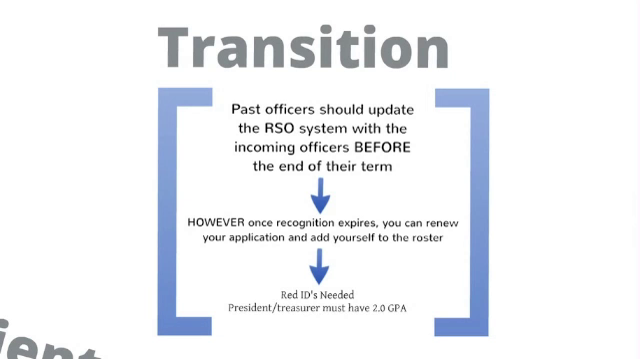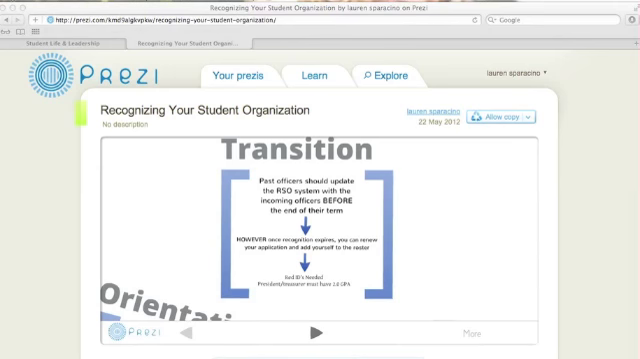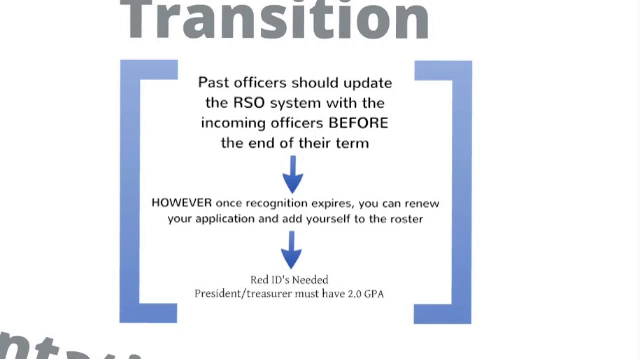Once the recognition expires, which is every year on May 1st, you can then go in and renew your application and actually add yourself to the executive roster. Any of the new officers can actually go in, input their red ID, and begin renewing the application without being previously added. That person who is going in should be an officer, and they need the red IDs for themselves and for the other executive officers.